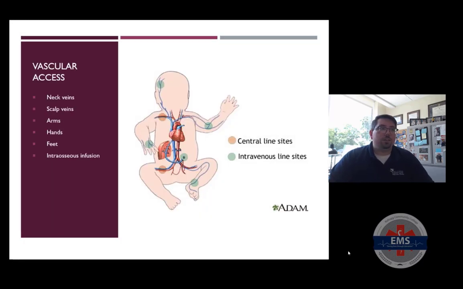As far as vascular access goes, we're going to pay close attention to access of neck veins, the scalp veins, arms, hands, feet, and then obviously the interosseous infusion. Our goal is to be able to go ahead and use some type of location that's going to give us the quickest access that's going to be the most stable for that patient long term. Generally speaking, that's going to be interosseous for critical patients unless we can easily obtain peripheral access.